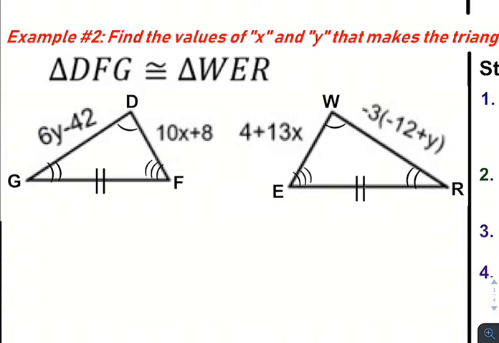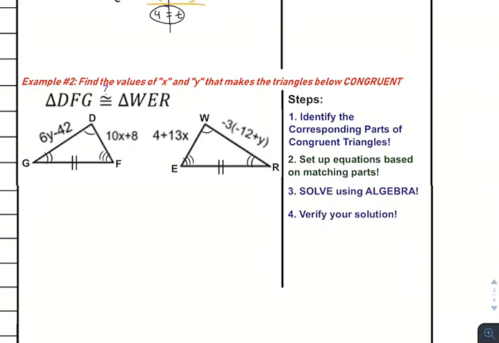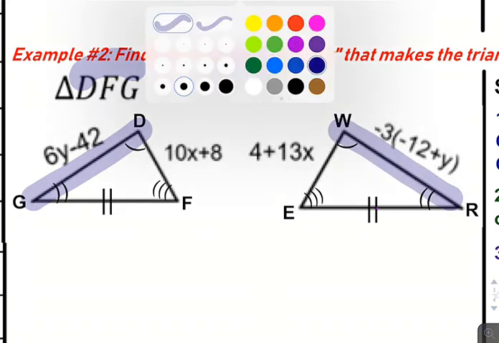Now the steps here, just like I mentioned before, are actually all going to be the same. So we're going to identify the parts that match, set up equations based on what we know matches, solve using algebra, and then verify our solution at the end. Okay, and so in terms of matching this up, we have this GD, and GD is kind of like the beginning and the end of the congruency statement, so that should match with WR in the second triangle, so those should be matching pieces. The DF is kind of listed first, second, and so that could correspond to WE in the second one, and so we have matching pieces.